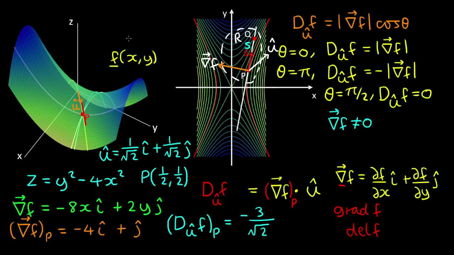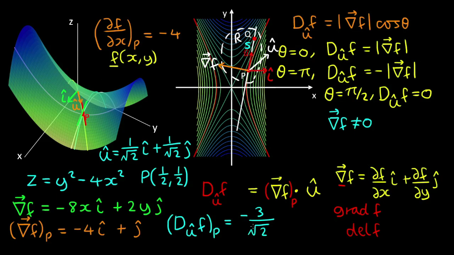So note that the partial of f with respect to x evaluated at point P is minus 8 by a half, or minus 4. So that's this curve over here that's in the plane parallel to the i vector, which is the slope of the tangent to the curve in the plane parallel to the xz plane. So the i vector points in this direction.